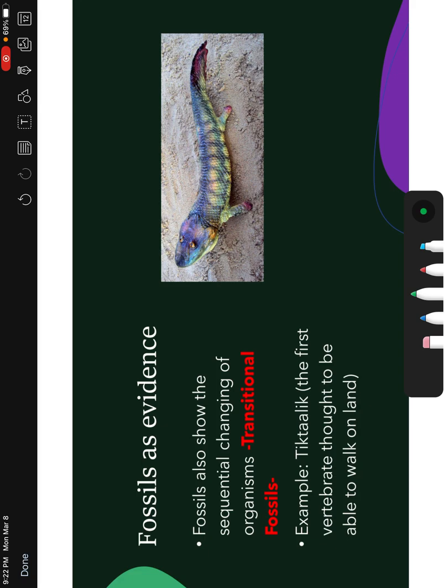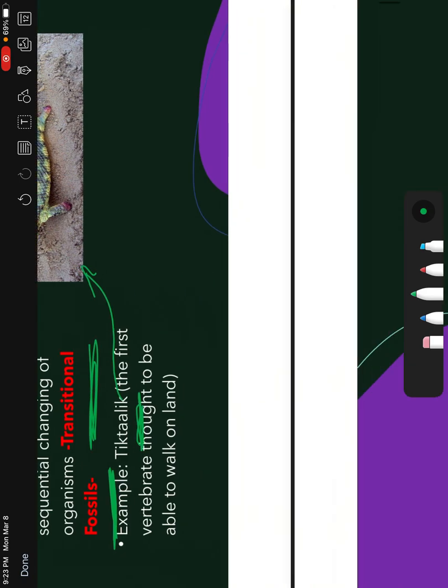Okay, so fossils as evidence, part 2. Fossils also show the sequential changing of organisms. This would be a transitional fossil. Transitional fossils shed light on evolutionary history. One example would be Tiktaalik, which is this little guy right here. Kind of looks like a salamander. He is actually a fish, and he is the first vertebrate thought to be able to walk on land. And by walk, I just kind of mean flop around.